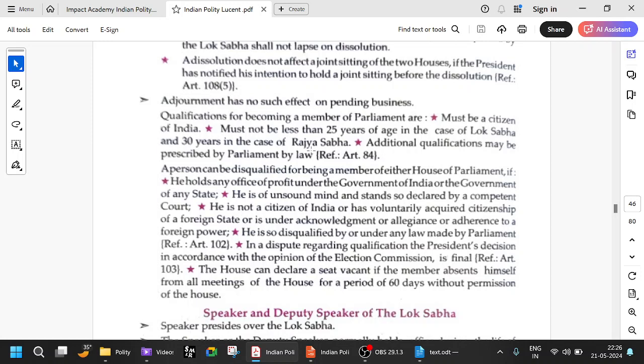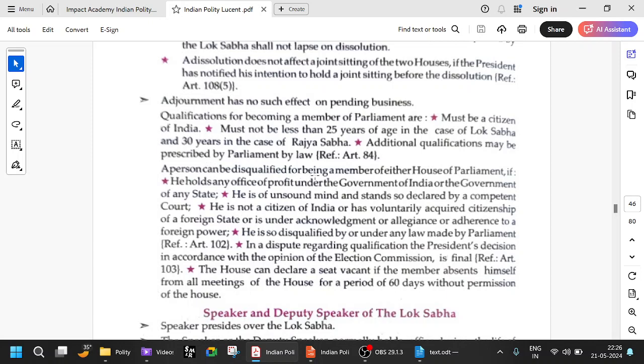So this is also very important if you are aiming for Rajya Sabha, because it's the house of the elders, okay, and Lok Sabha is the house of the people. So Lok Sabha it is 25 and Rajya Sabha is 30 years. Keep it in mind. Additional qualifications may be prescribed by Parliament by law, and that is stated in Article 84.